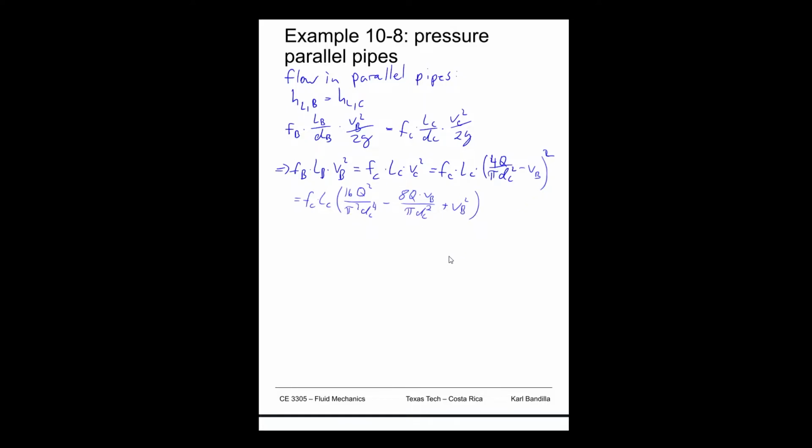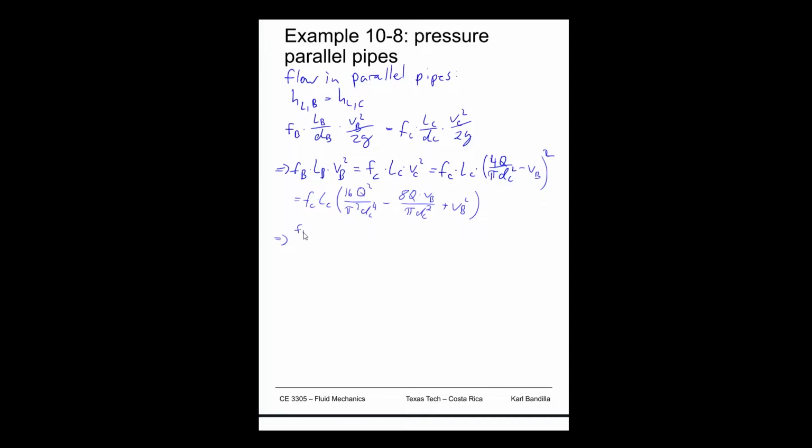All right, now we have an equation that has FB and FC as unknowns, and then VB, nothing else there, right? So if we now assume values for FC and FB, then we can solve this for VB. So let's write this in the form of a regular equation here. Maybe we'll divide by FC LC first.